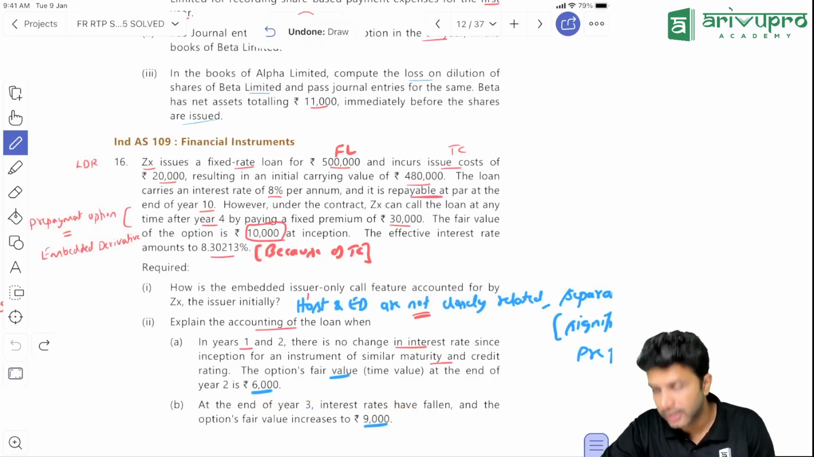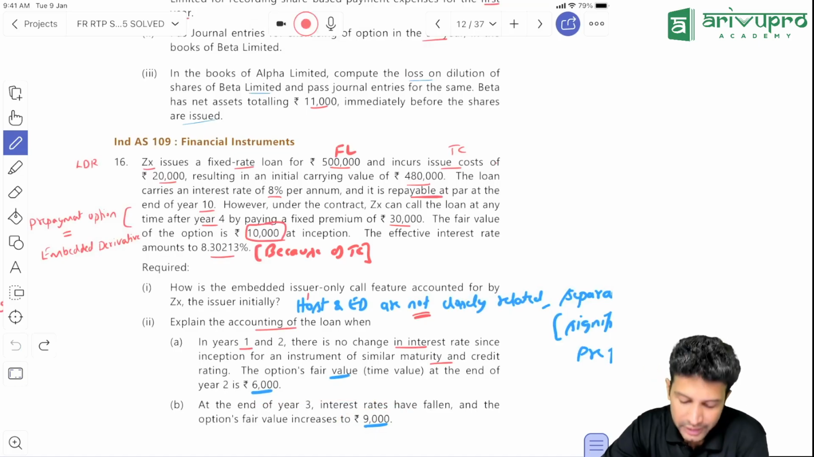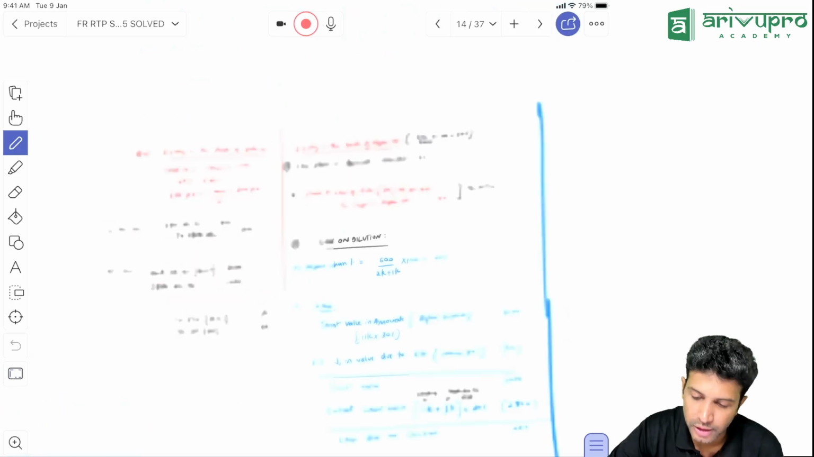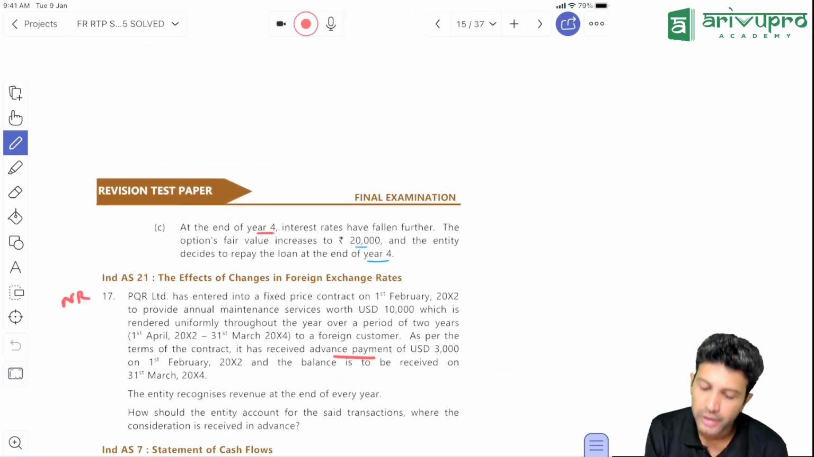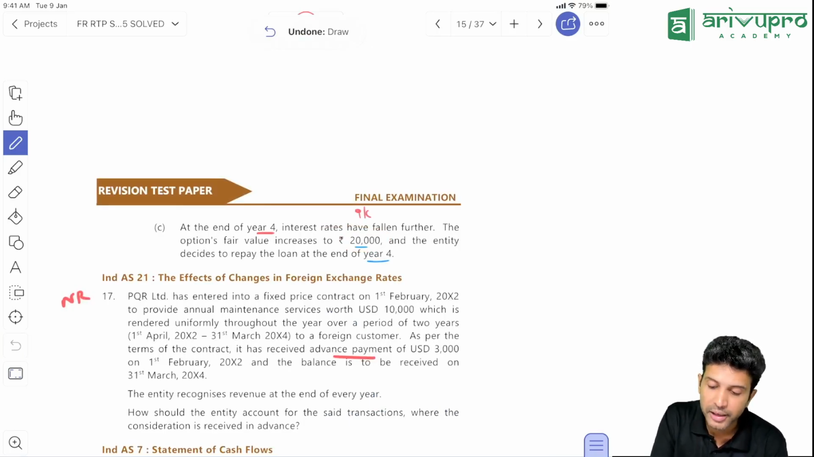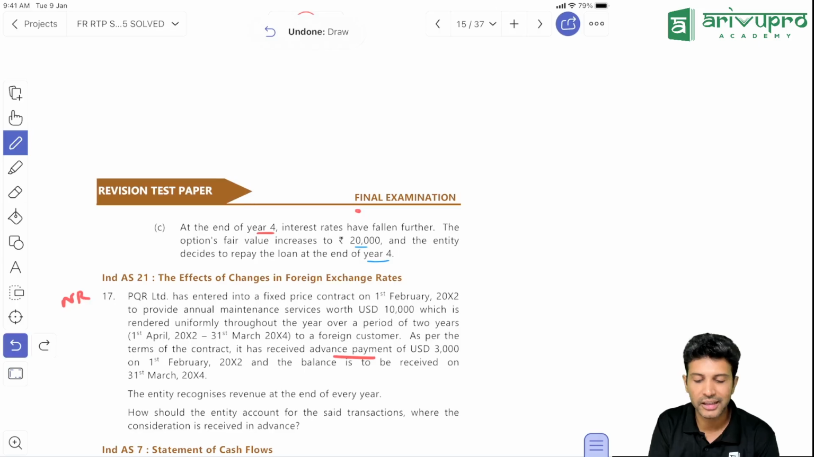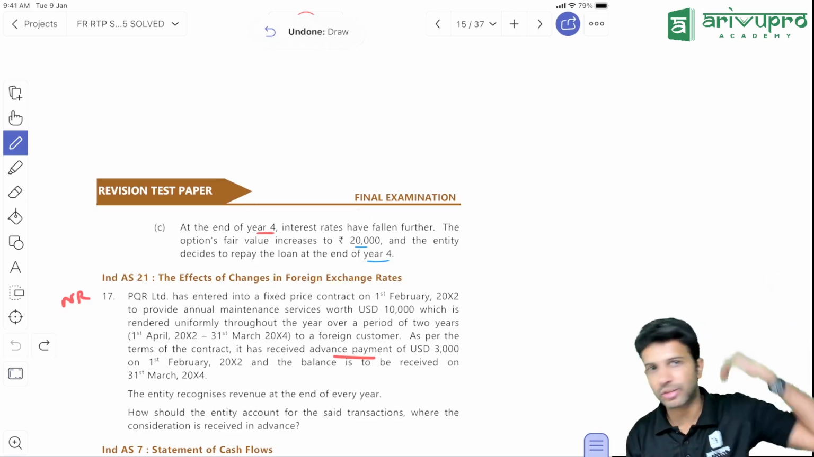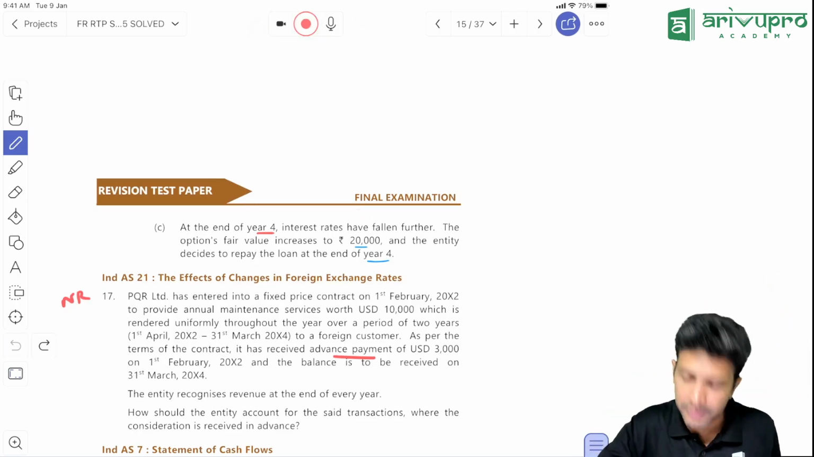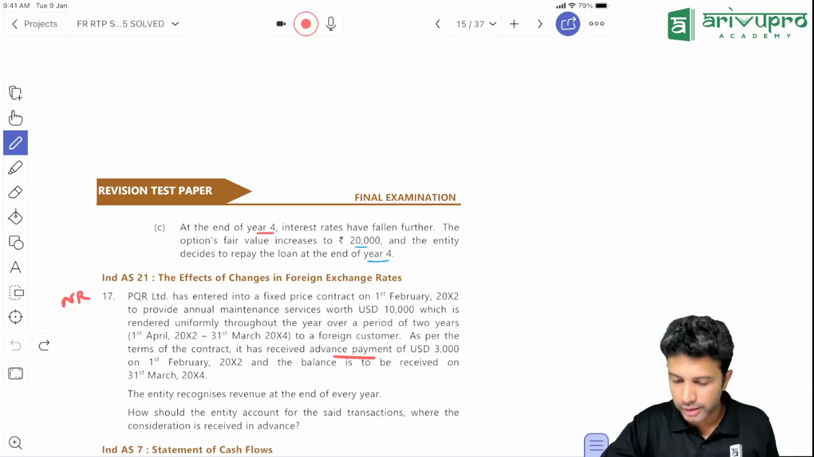At the end of third year, embedded derivative asset's fair value is 9. Fourth year, what happened? Interest rates have fallen and fair value increases to 20. From 9, it has become 20, so there is an increase. How much? 9,000 has become 20,000, which means the increase is 11,000, right? So first account for it, 11,000.